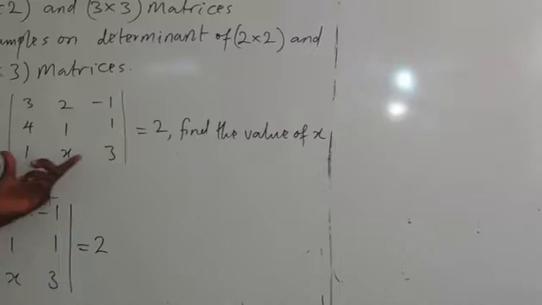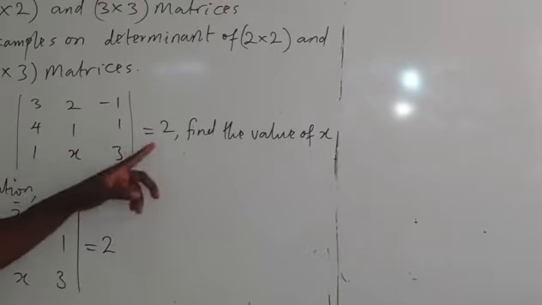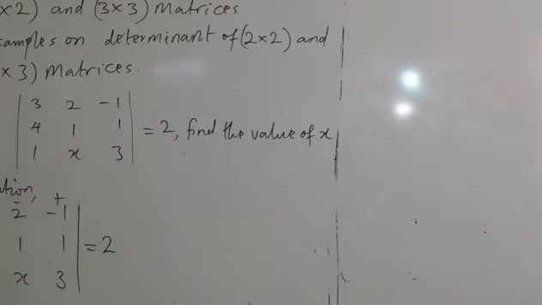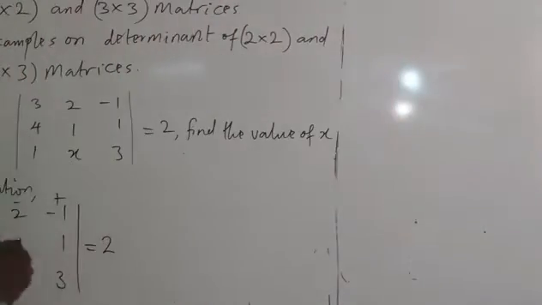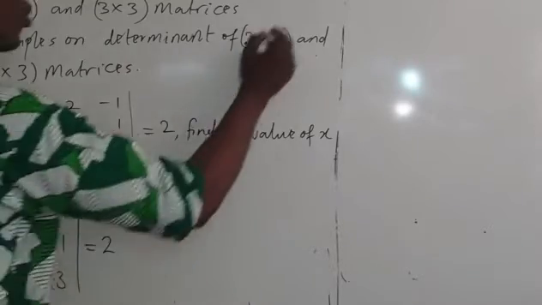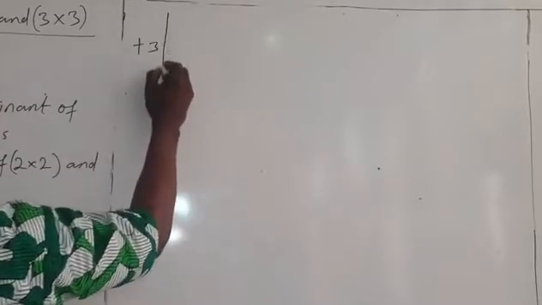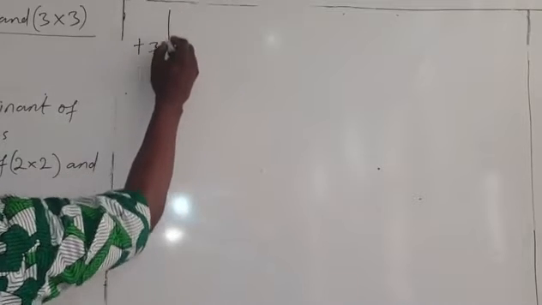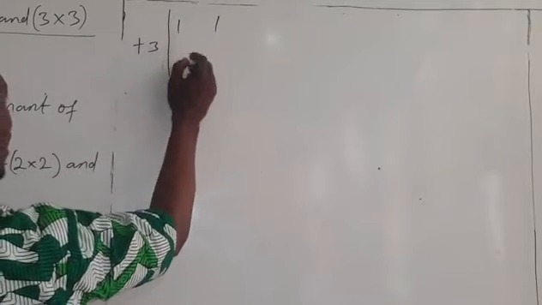So question number 3. The question says if determinant of this matrix, that is 3, 2, minus 1, 4, 1, 1, 1, x, 3 is equal to 2. Find the value of x. So to get the value of x is to determine the determinant of the left hand side. So you first label the column as plus, minus, plus. So we are going to hold on to 3, that's plus 3. Then we'll be left with, so hold on to 3 along horizontal and vertical, you'll be left with these 4 elements here. So we have 1, 1, x, 3.